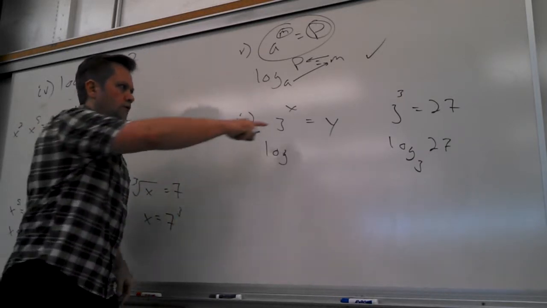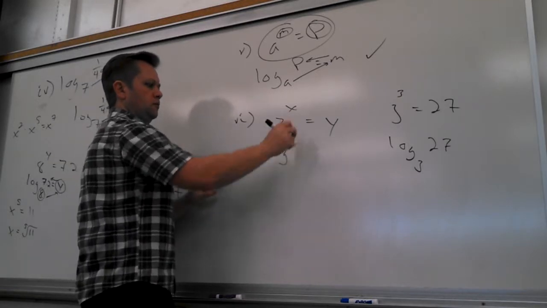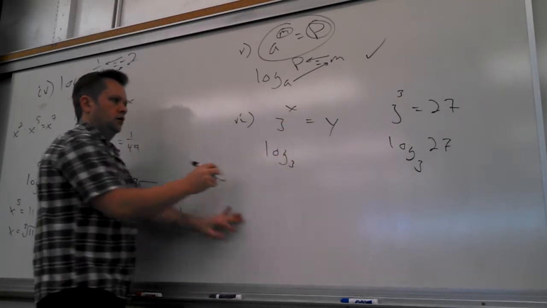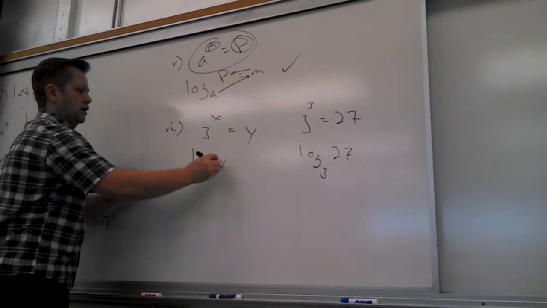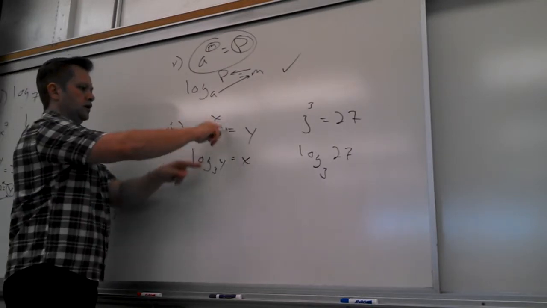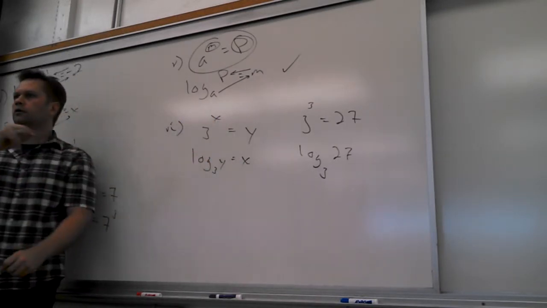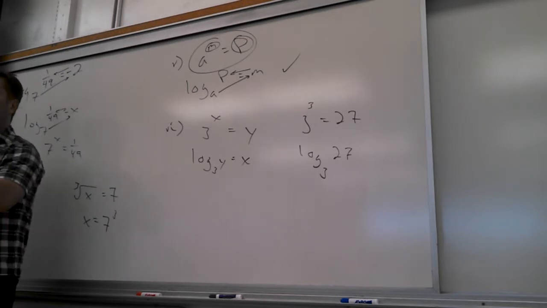All right. So how do I write this in logarithmic form? What's the base? Log base 3 of Y equals X. Do you see how the input is now the output? The output is now the input, because they're opposites of each other.